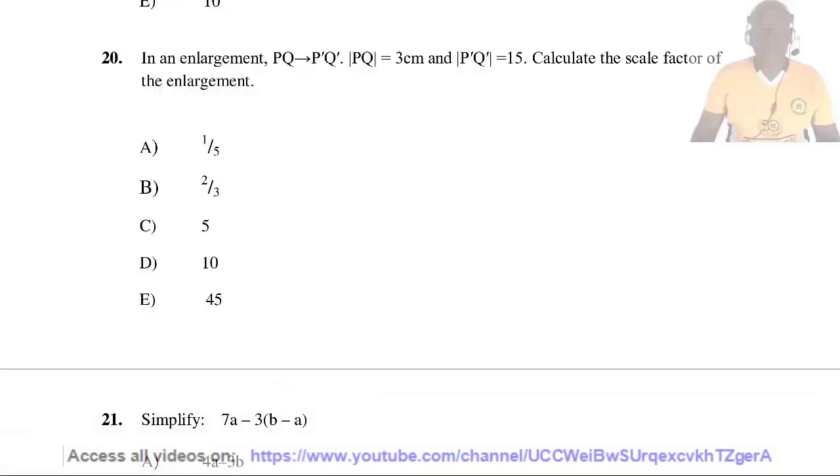Question 20. In an enlargement, PQ maps into P prime Q prime. Magnitude of PQ equals 3 centimeters and P prime Q prime equals 15 centimeters. Calculate the scale factor of the enlargement. The scale factor equals magnitude of P prime Q prime all over magnitude of PQ. This equals 15 over 3, so 5. So the scale factor is 5. The answer is C.